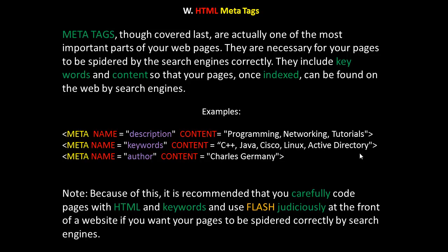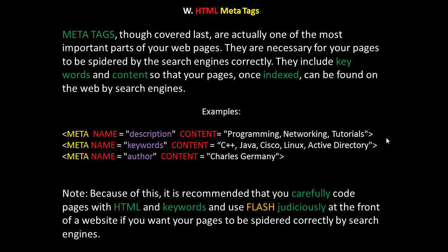You would normally place these at the top of your HTML document within the head tags. And after description, you would include content, in this case, whatever your web page is about, and then keywords, which would be keywords that people might type into a search engine. So, for instance, C++, Java, Cisco, Linux, Active Directory, whatever, for pages on my website. And then author, which would be you or whoever's creating the web page.